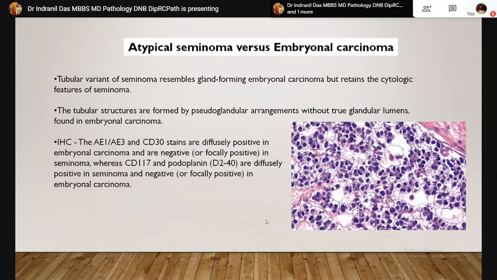Now, the tubular variant of seminoma sometimes gets confused with gland-forming embryonal carcinoma, but tubular structures formed in seminoma are basically a pseudoglandular arrangement without any true glandular lumen, which is found in embryonal carcinoma. And on IHC study, the embryonal carcinoma cells are positive for pancytokeratin and CD30 and negative for CD117 and podoplanin.